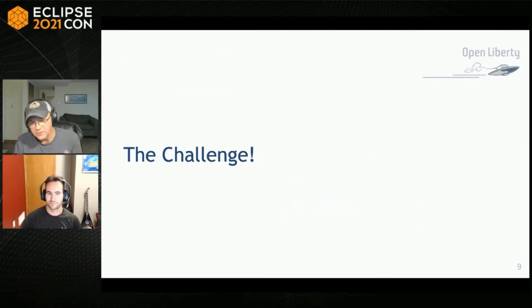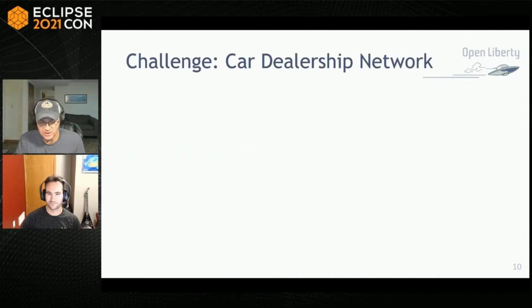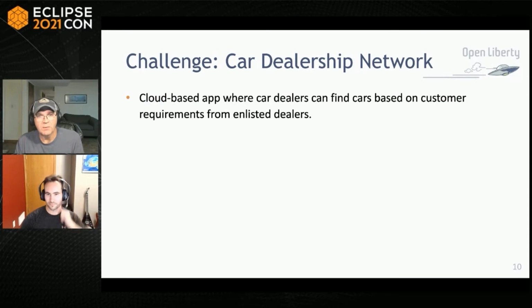So now that we're experts at that, let's get to the challenge. This session is not for the faint of heart. Our challenge is to develop a car dealership network. So we want to create a proof of concept application that will allow car dealers, basically our users, to advertise their inventory. The idea here is that dealer 1 might have a customer who's interested in a car, but it's not on their lot, it's on somebody else's lot.